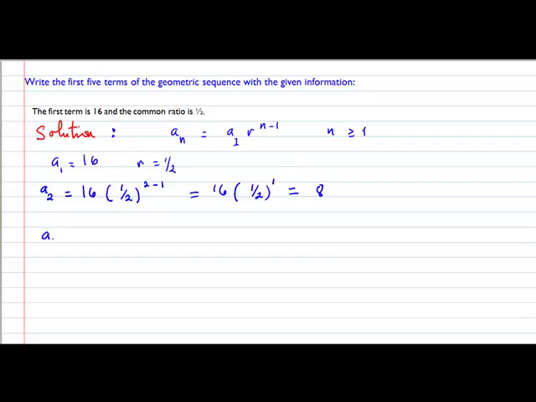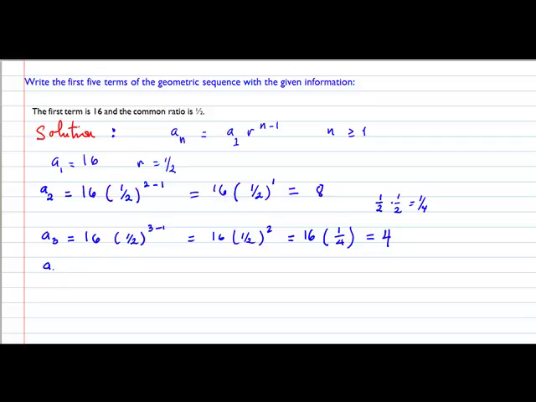Then we go to term number 3. So we have the first term times r, which is 1/2, and then 3 minus 1. I have 16 times 1/2 to the second power, which is 16 times 1/4, because I know that 1/2 times 1/2 is 1/4. So I get this is equal to 4.